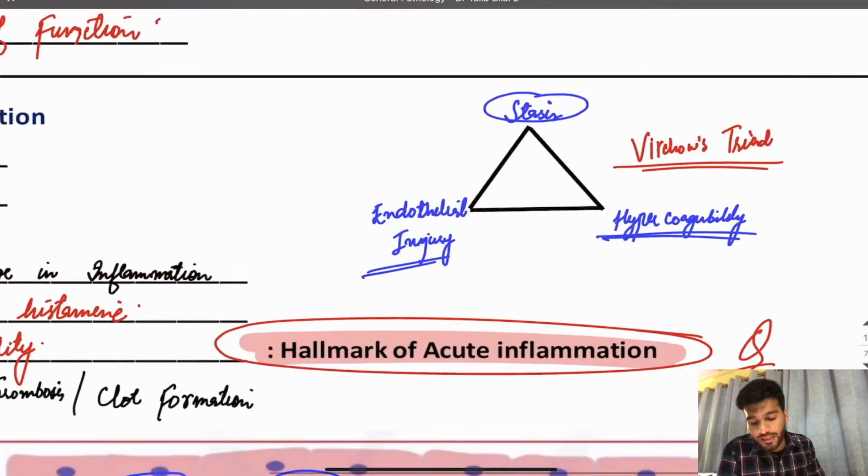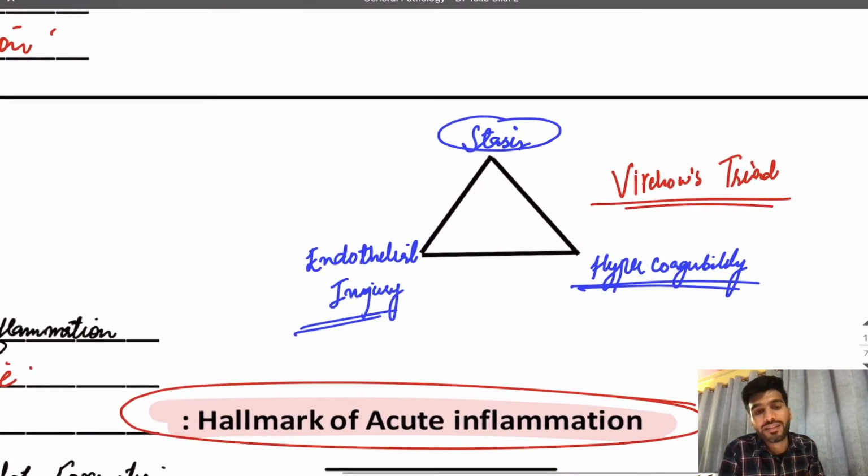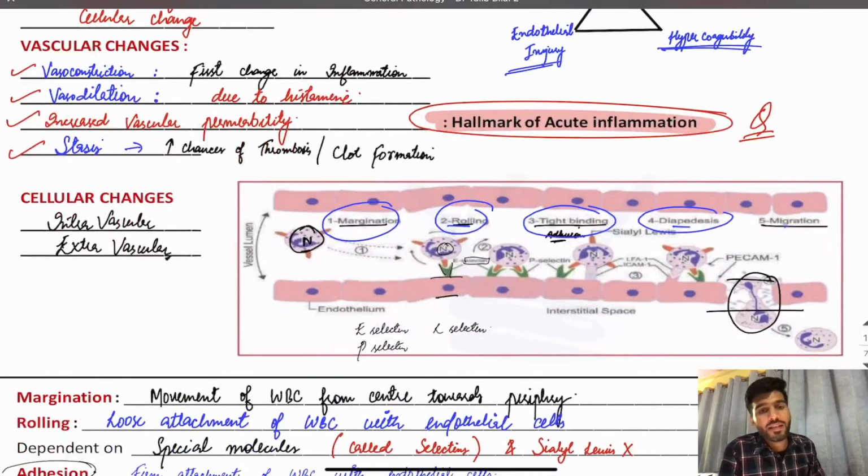The classical triad is called the Virchow triad: stasis, endothelial injury, and hypercoagulability. Remember, they will ask which of the following is not a component. Hypocoagulability is not a component. Remember hypercoagulability, stasis, and endothelial injury. Then the cellular events inside the lumen of an endothelium, guys, will have a first margination, where the WBC will move from the center towards the periphery.